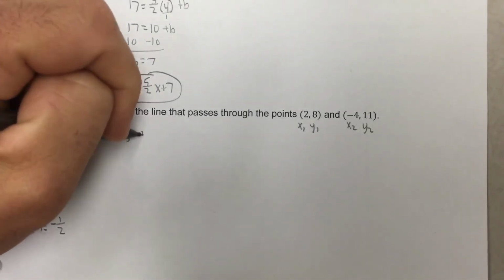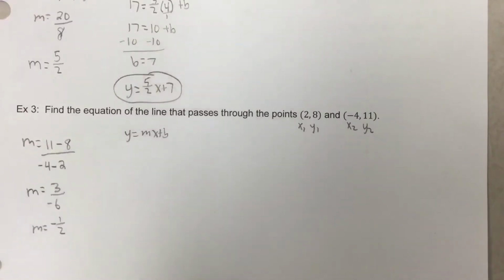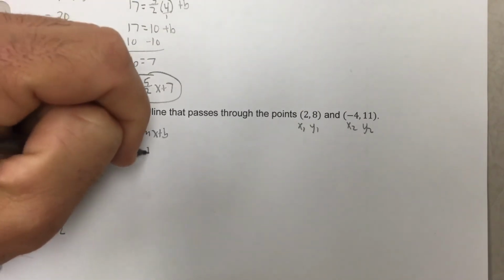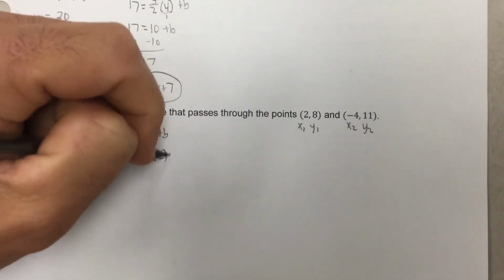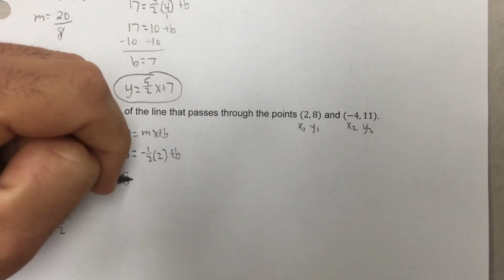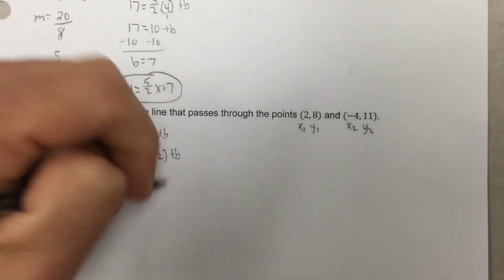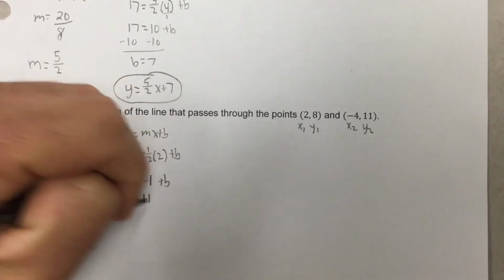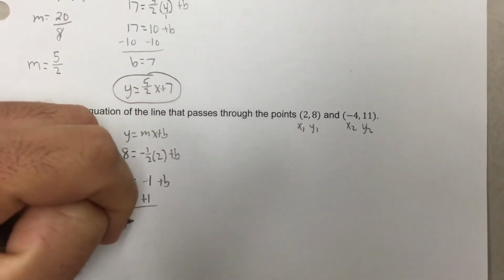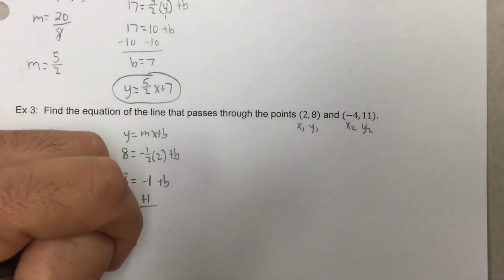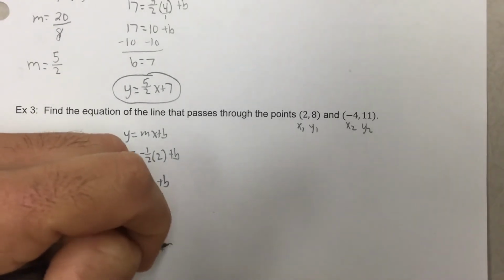Again, we always have to write an equation, so we're plugging in what we know. It doesn't matter, I'm going to use the first point. 8. Slope is negative 1/2. X is 2 plus b. Negative a half of 2 is negative 1, plus b. I add 1, and I get b equals 9. And again, write your final equation, y equals negative 1/2 x plus 9.